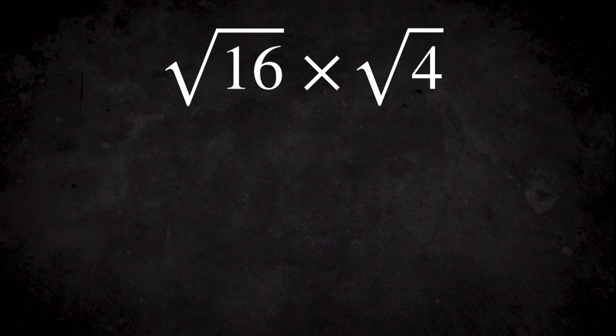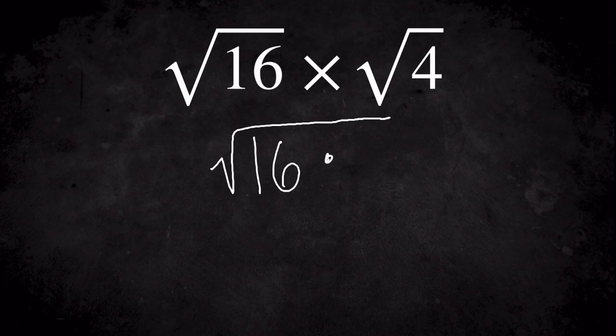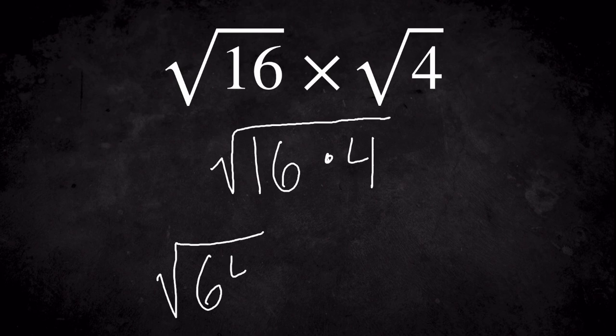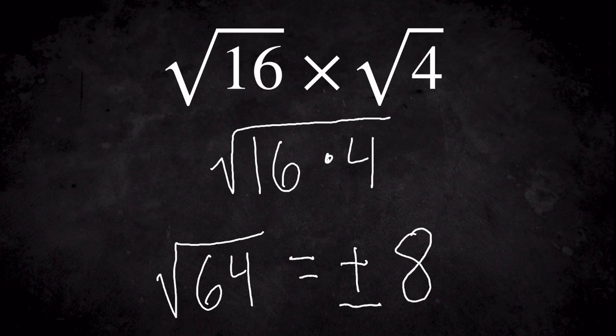Now here we have the square root of 16 times the square root of 4. Again, we do the square root of 16 times 4. That equals 64, so that is the square root of 64, and that equals positive 8.